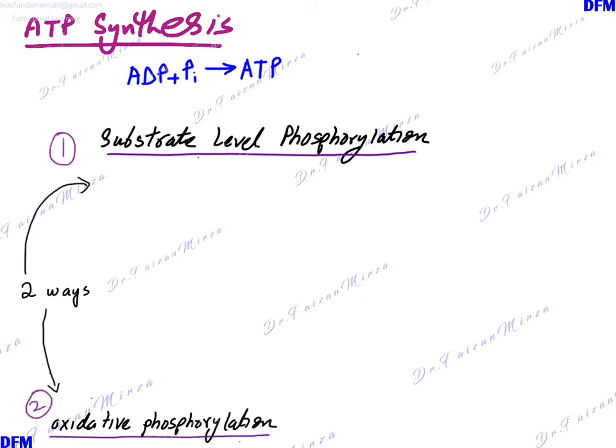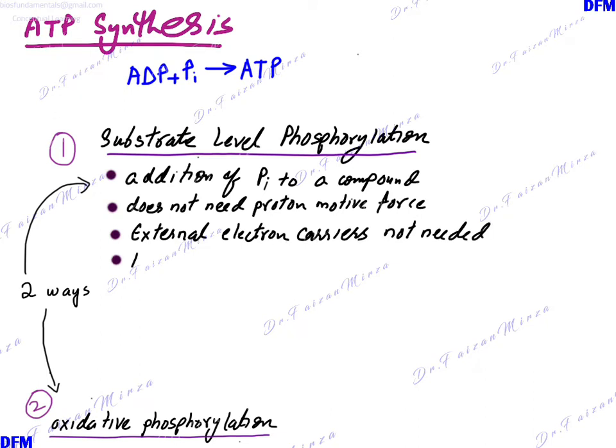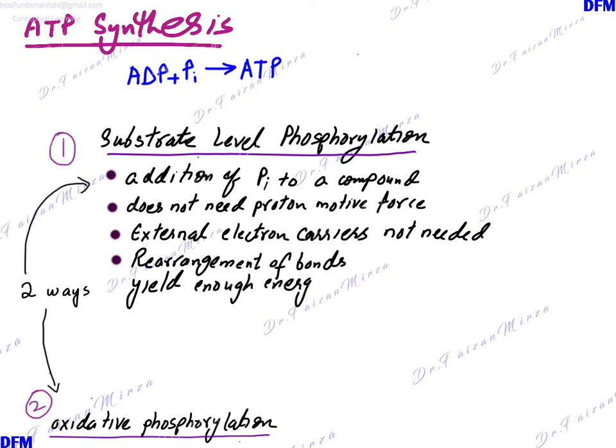What happens in substrate level phosphorylation? There's the addition of an inorganic phosphate to a compound. This does not need any proton motive force. External electron carriers are not required here. The rearrangement of bonds releases enough energy for ADP and Pi to combine together to form ATP. This is substrate level phosphorylation.